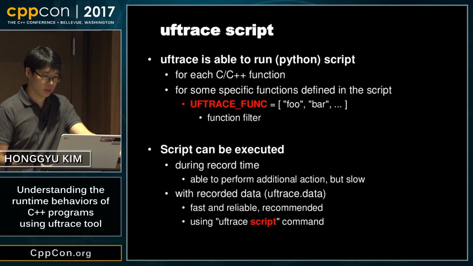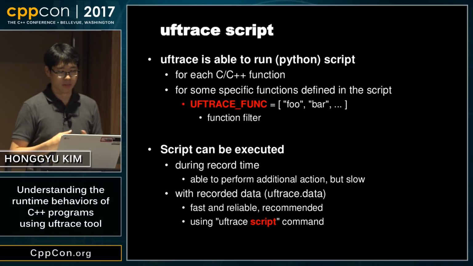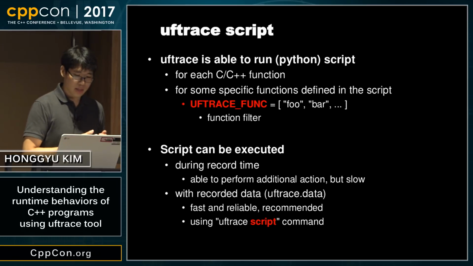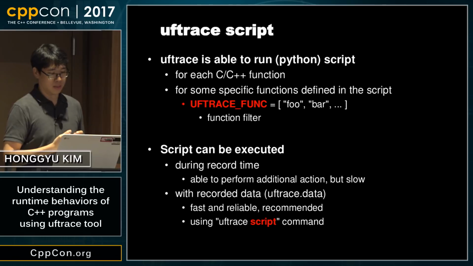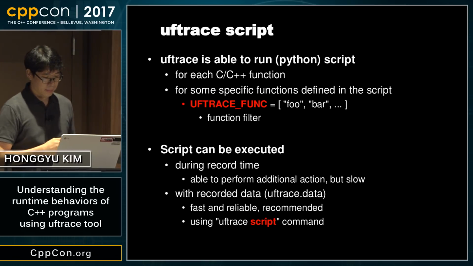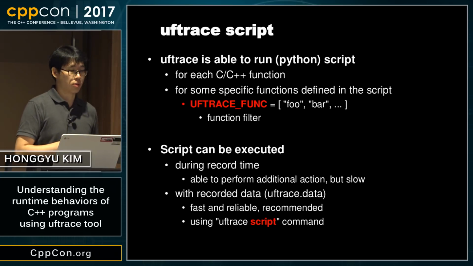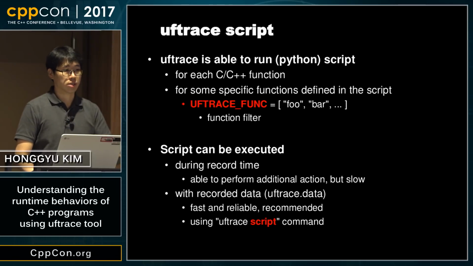And the script can be executed during record time. In that case, you can get some more data, you can read some kind of system's state or something like that. But it hurts the original performance, so it's a bit slow, and that's why we recommend using it for the recorded data. So there's a separate command called uftrace script. You can use this command to read the recorded data, and you can also process function entry and exit in the same way.